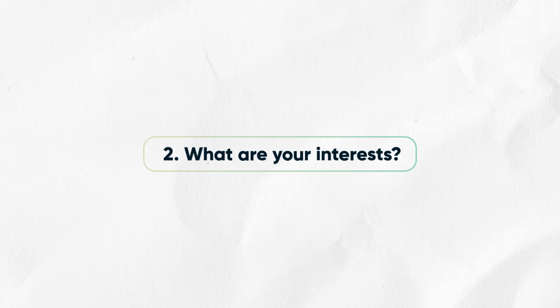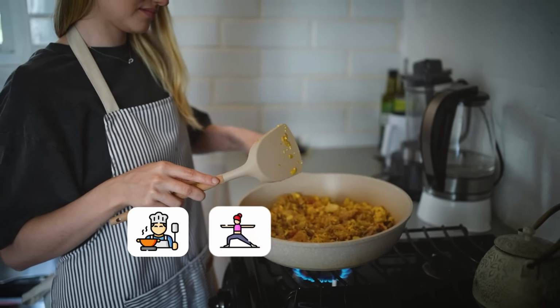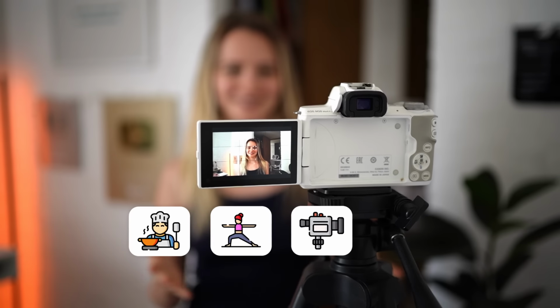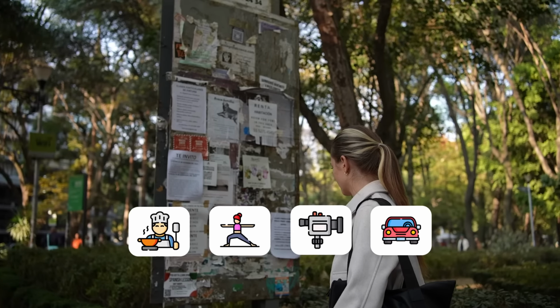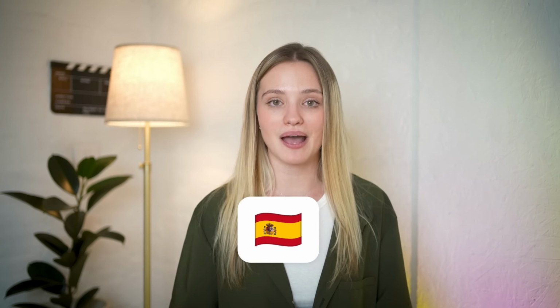The next thing you should think about before finding the resources is: what are your interests? For me, for example, once I started thinking about my interests, the answer was I love nutrition, I love yoga, I love content creation, and I love traveling. So I started looking for YouTube channels, for example, where people talk about these topics in Spanish. This way, I was already naturally inclined to love those topics.